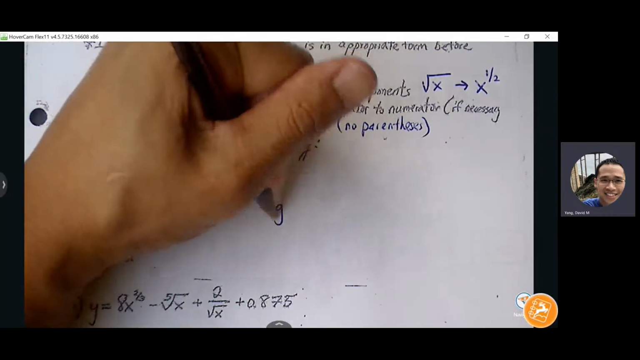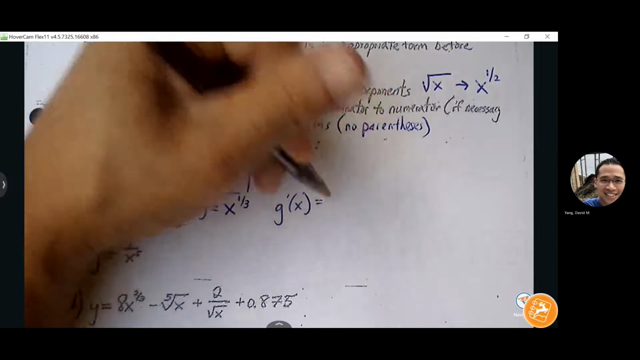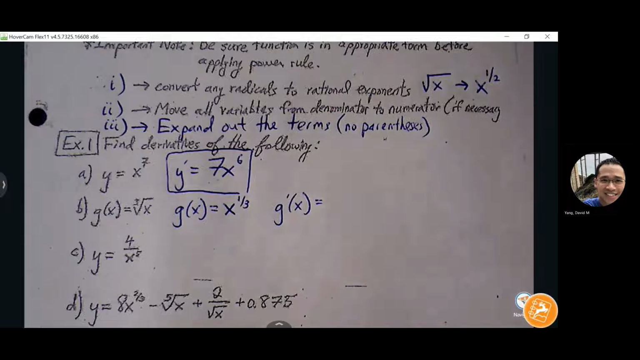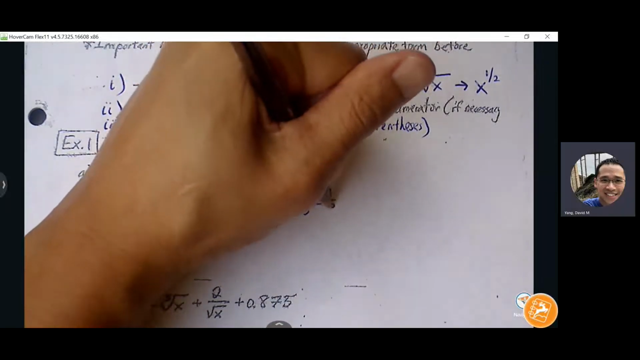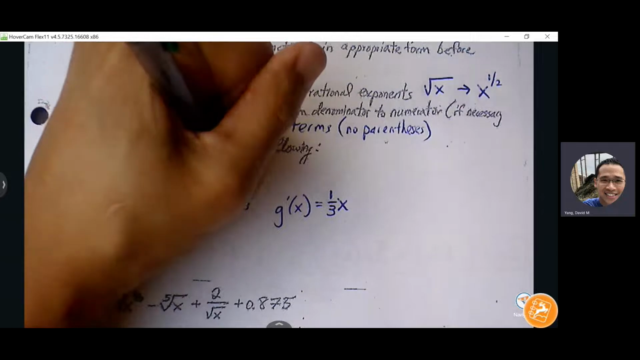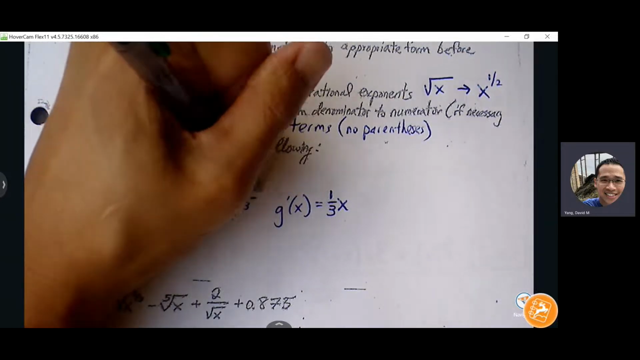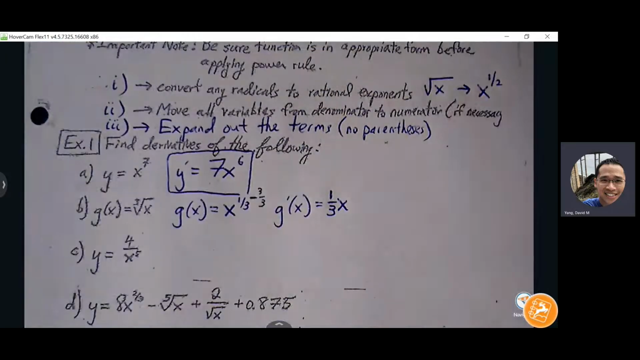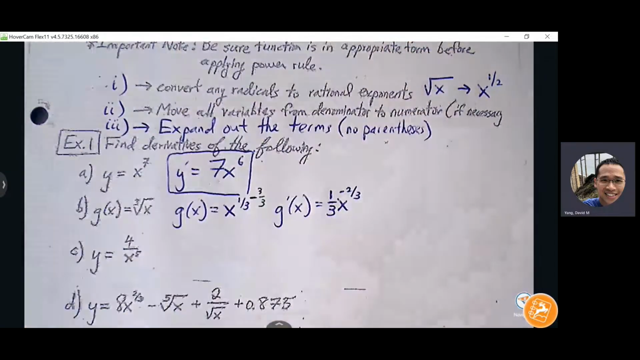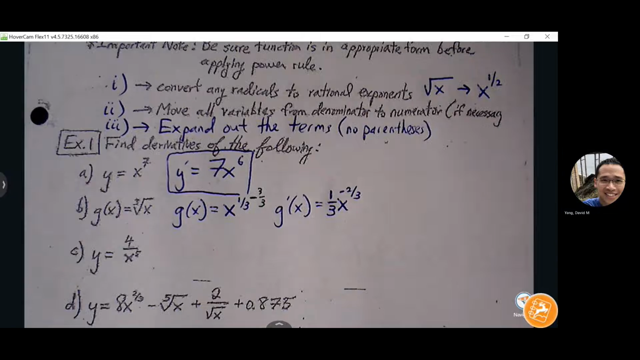So g prime of x equals. Okay, first, what do we do with that 1/3? Bring that down in front into the multiplication. And then we subtract 1, but we have to use a common denominator. So subtracting 1 is the same thing as what? Minus 3/3, which is negative 2/3. x to the negative 2/3. So that's the derivative.